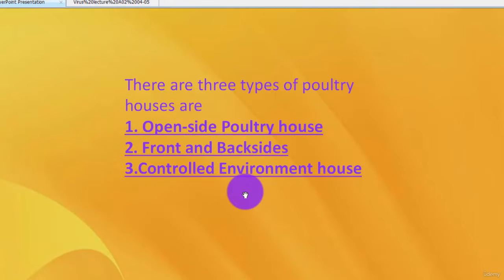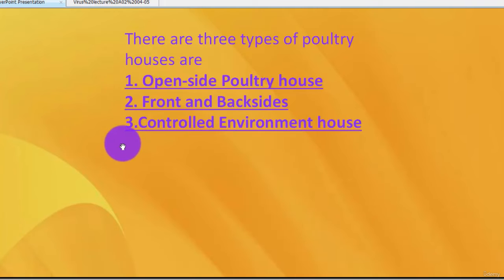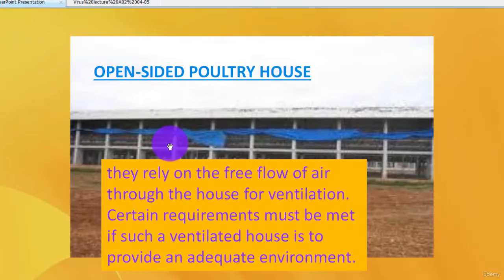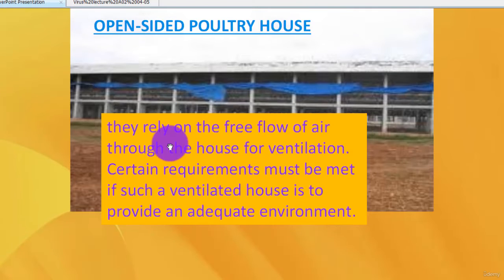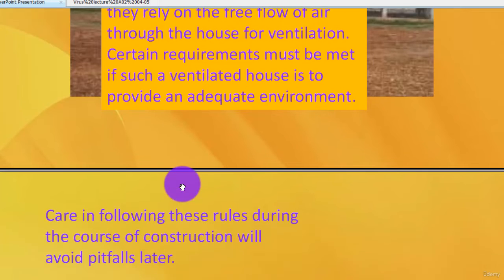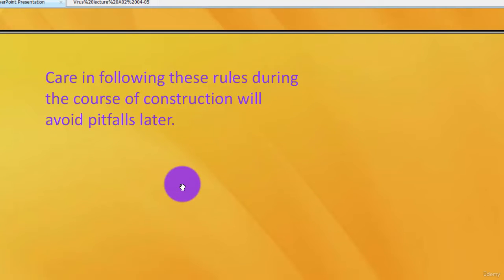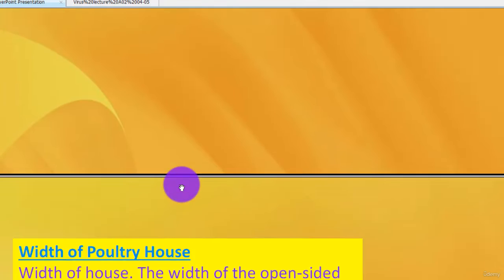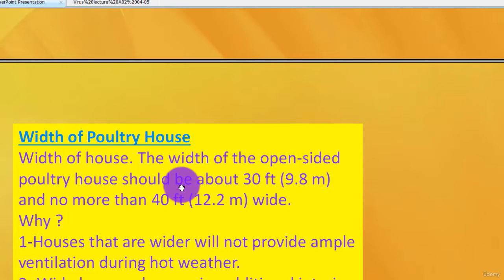There are three types of poultry house: open-sided houses, front and back side, and controlled environmental houses. Open-sided houses rely on free flow of air through the house for ventilation. Certain requirements must be met if such a ventilated house is to provide an adequate environment. Care in following these rules during construction will avoid pitfalls later. Changes after construction will cost too much.